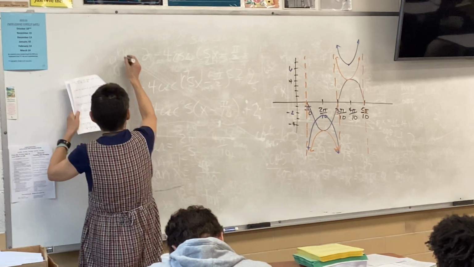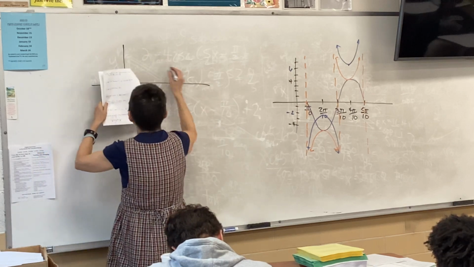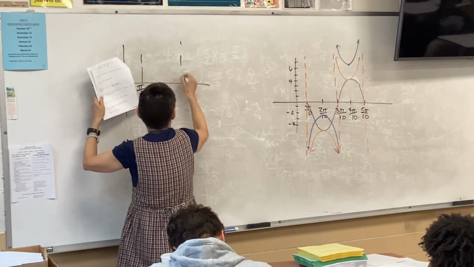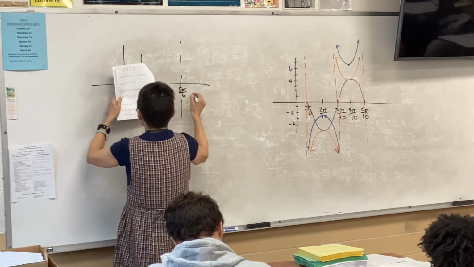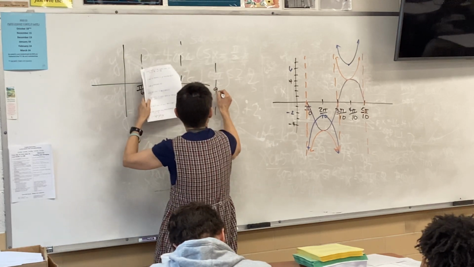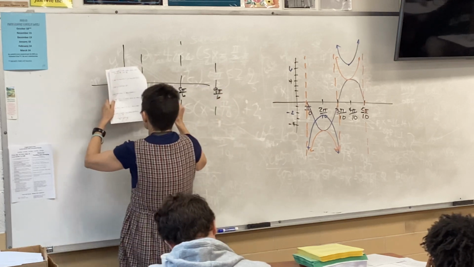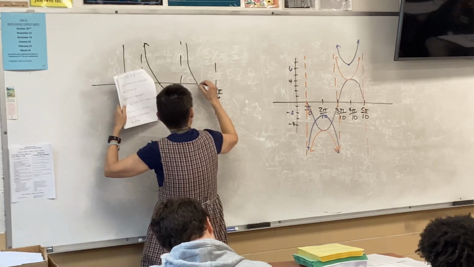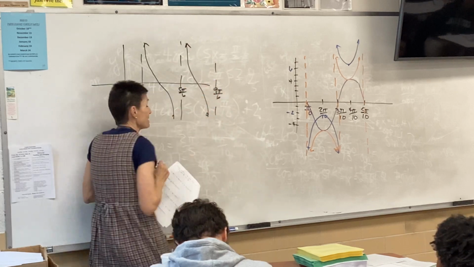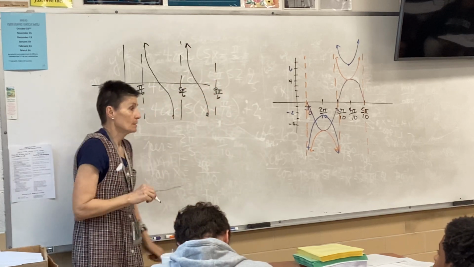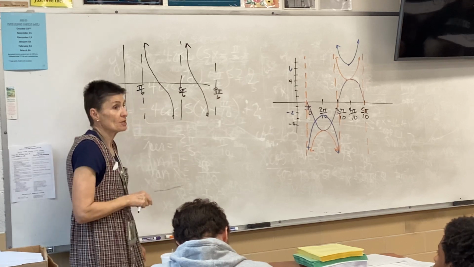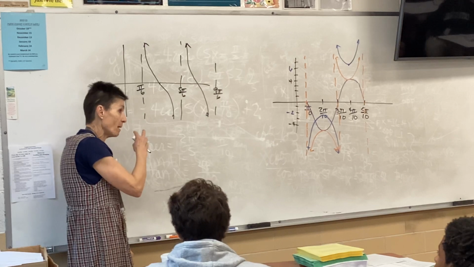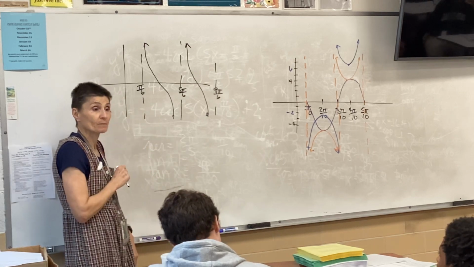Now, we've got an asymptote at pi over 6, another asymptote at 5 pi over 6, and another asymptote at 9 pi over 6, and a curve that looks like this. Now, gang, when you see that shape, you have to write 2 equations using 2 different functions. What are the functions that come to mind when you see that shape?